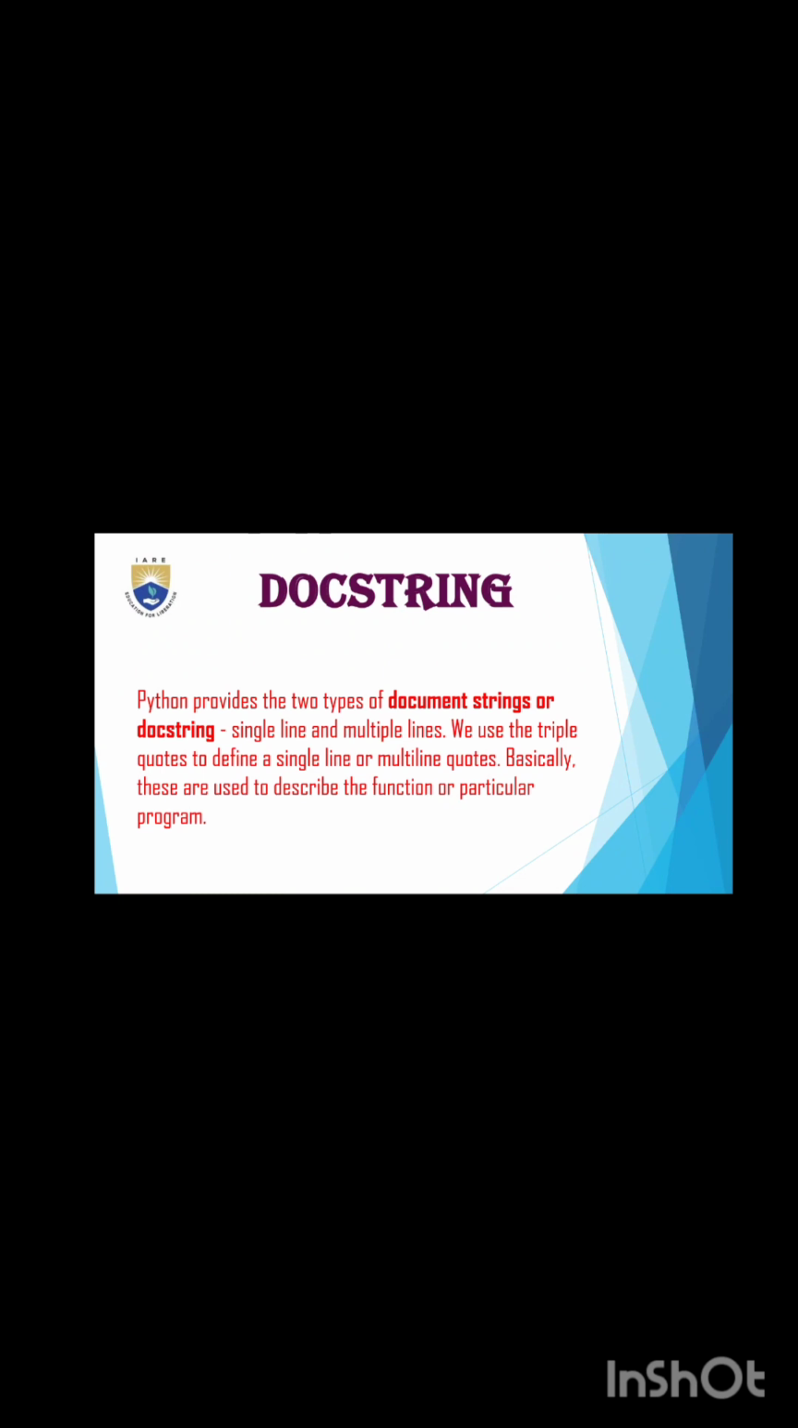Docstring. Python provides two types of document strings or docstrings: single line and multiple lines. We use triple quotes to define a single-line or multi-line docstring. Basically, these are used to describe the function or a particular program.